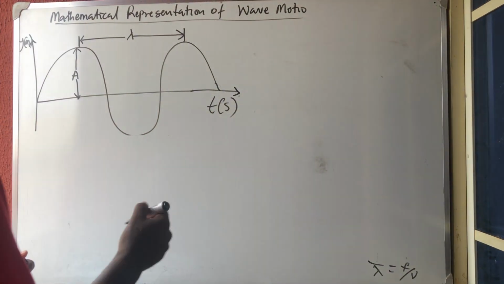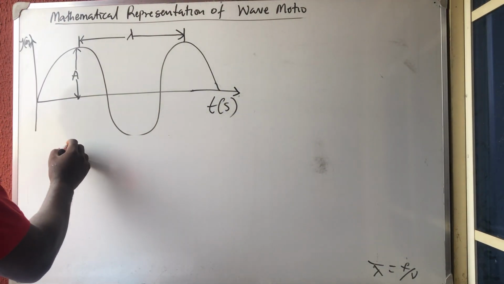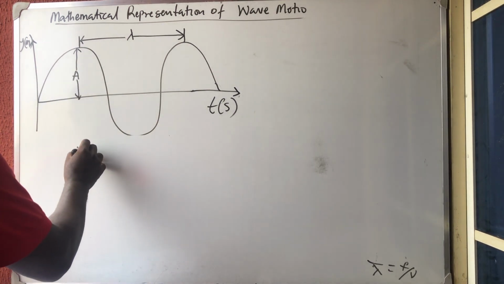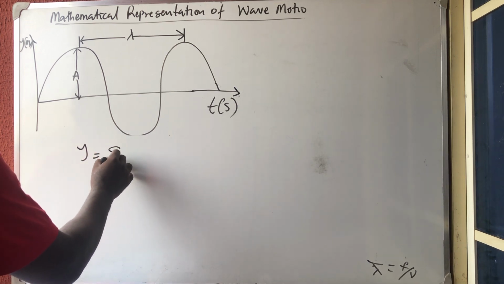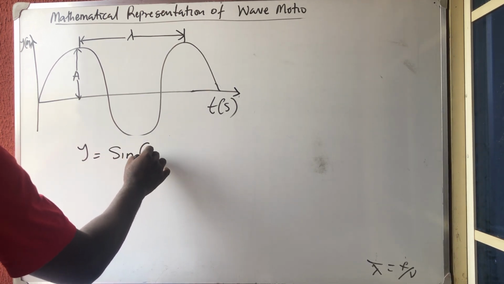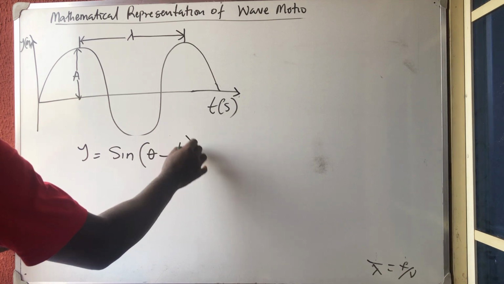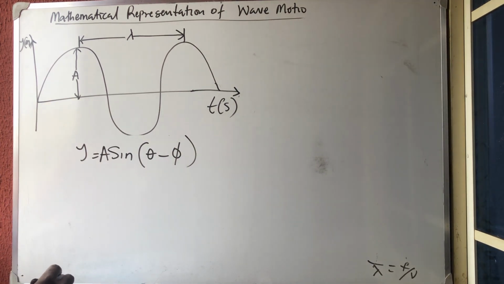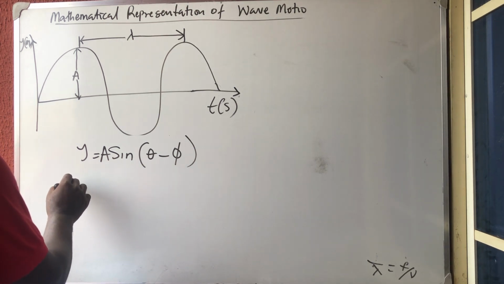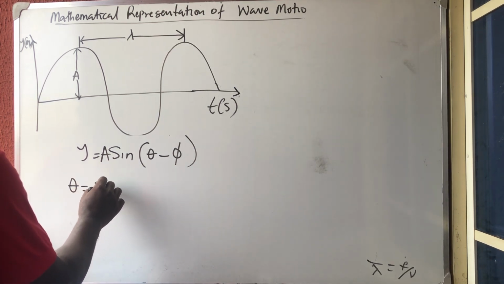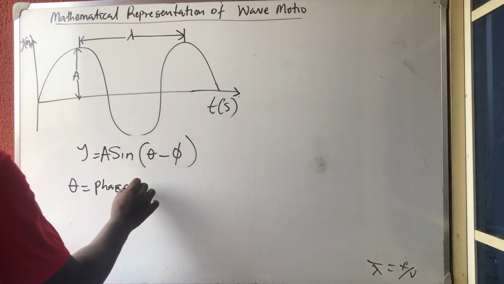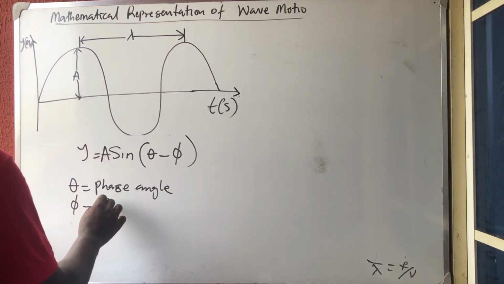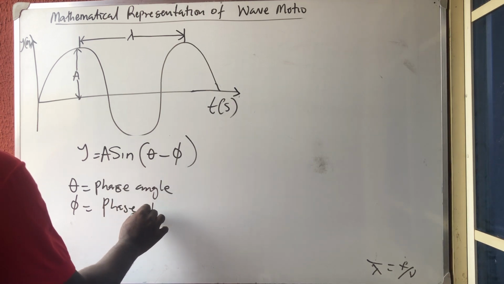Now, the general equation of a wave is given by, you know that this is a sine graph, so we use sine. So we say that y is equal to A sine theta minus phi. Don't forget your amplitude A. We call that theta the phase angle, and phi is the phase difference.